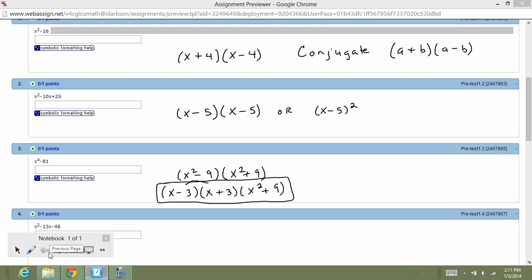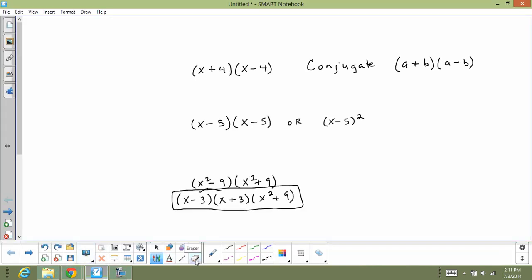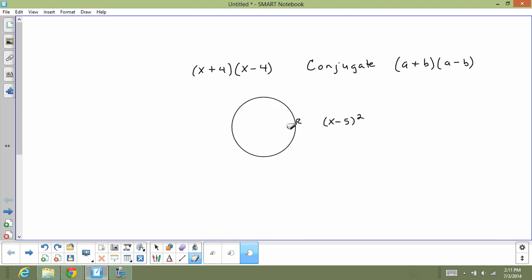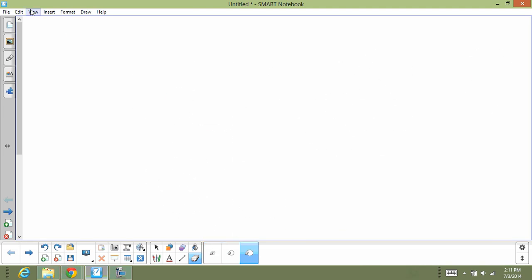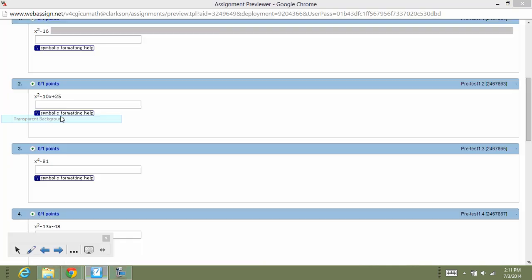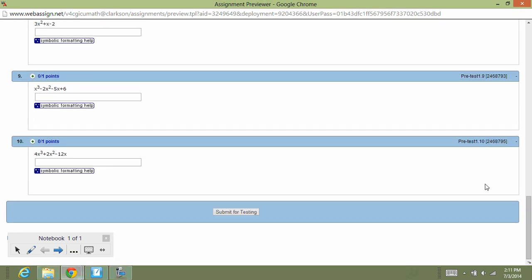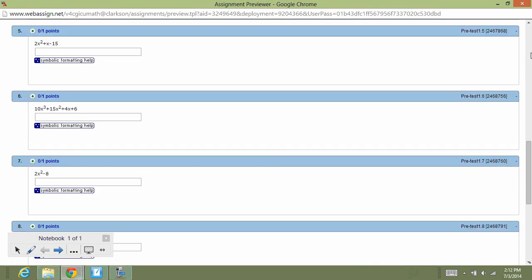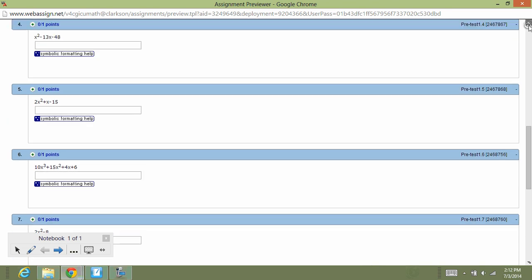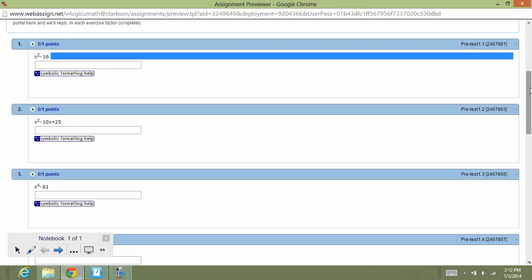From there, if you slide down and get rid of some of this stuff, take just a second to do that. A little bigger eraser would be handy. And then look at questions 4, 5, and 6 here. A little too far there.